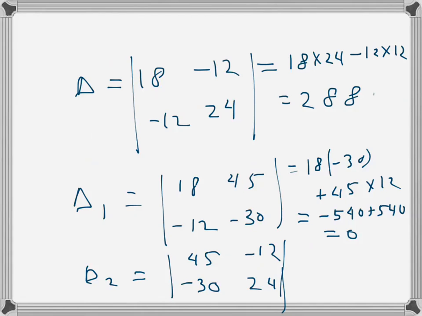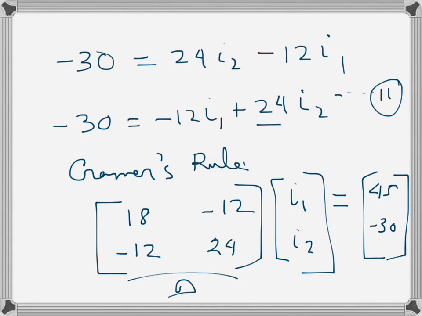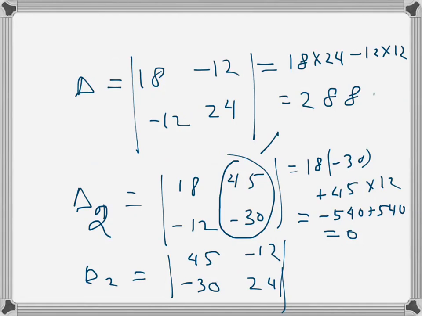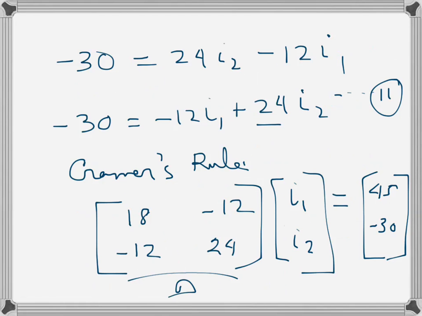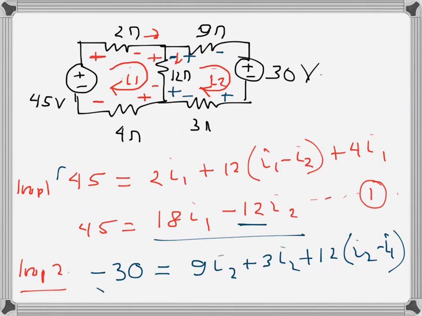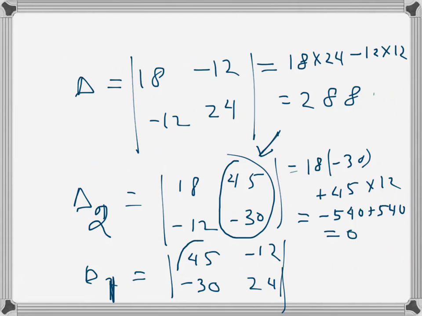There is one mistake. This one is actually delta 2, because I have written the 45 and minus 30 in the second column of the determinant, and this one is delta 1, because I have written the right hand side in the first column. For delta 2 we have 18 times minus 30 minus minus 12 times 45, which becomes minus 540 plus 540, and that is 0. For delta 1 we have 45 times 24 minus 12 times 30, so that is actually 720.